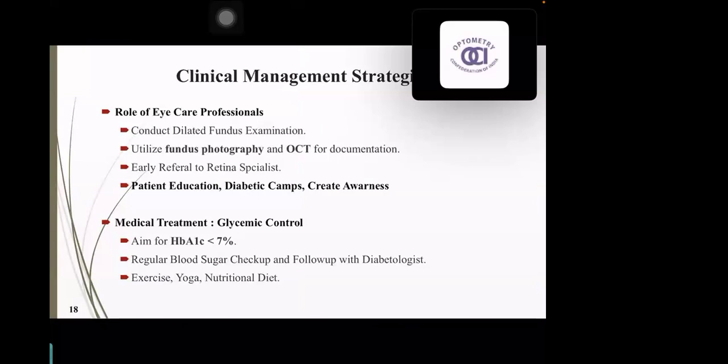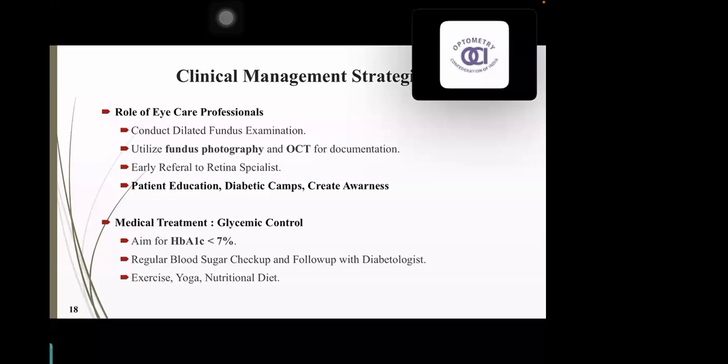Now coming to the clinical management strategies. Now we have understood the wide range of ocular complications caused by diabetes. Let's move on to how we manage these patients clinically. Managing diabetic eye disease is not just about treating the eye, it's about treating the patient as a whole. This requires a multidisciplinary approach involving ophthalmologists, optometrists, physicians, and endocrinologists. Let's look at some key strategies.